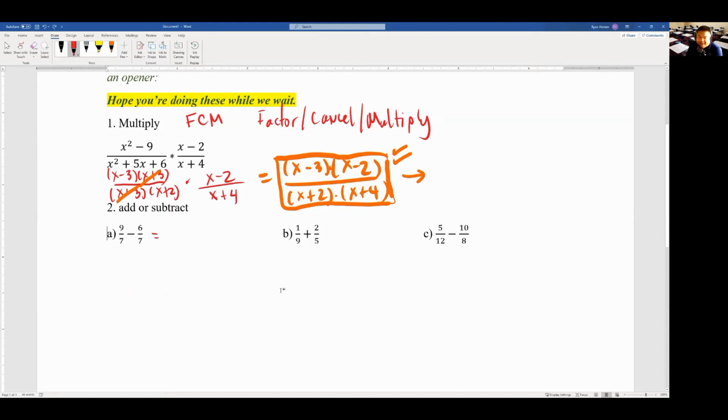Of course, that was not what you were taught. The real answer, of course, being easily 3 over 7, because we are now subtracting or adding the same denominator. Don't change me.